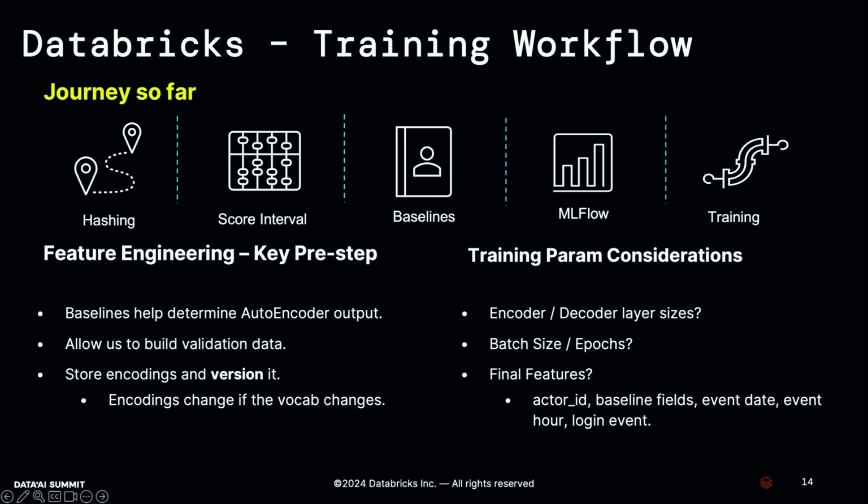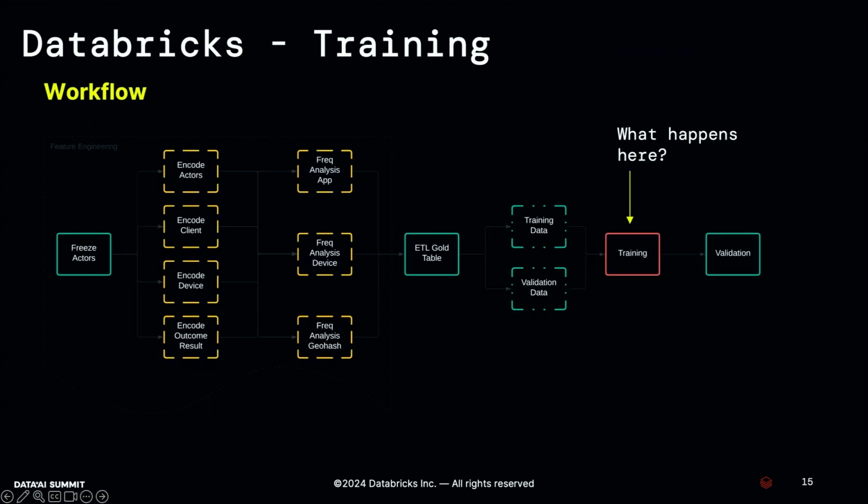Again, here's the final features. This is not comprehensive, but it's at least a list of some of the things we use today. Actor IDs, some of the baseline fields, login event, some event details, etc. And this kind of leads us to the workflow. Again, this is a simpler example of what we have, but it gives an idea of how it works.